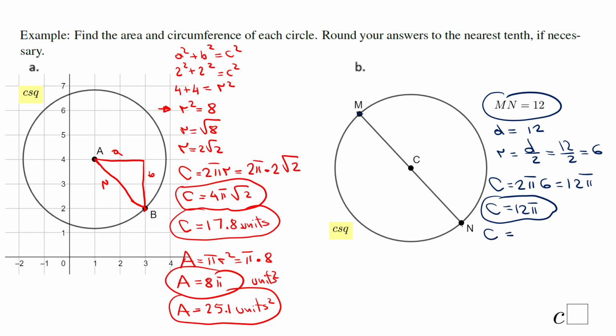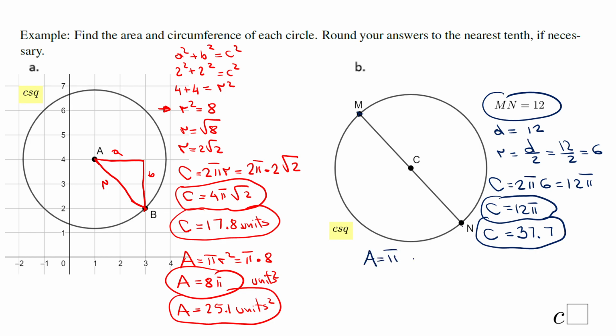For the approximation, we're going to use a calculator. 12 times pi, and that will be 37.7. I round it to the nearest tenth. And that's it for the circumference. We have one more thing on this problem, which is the area.